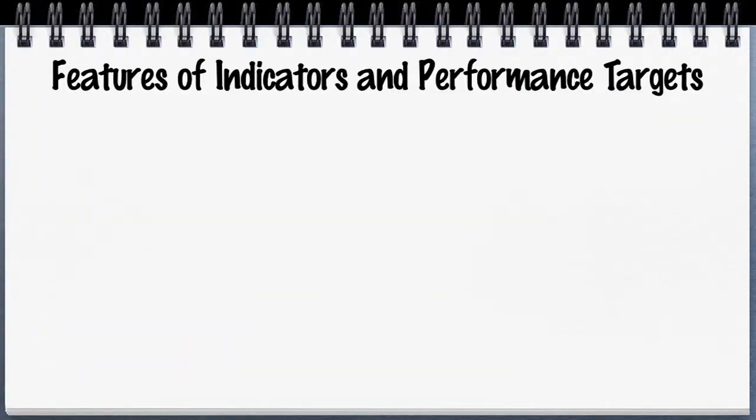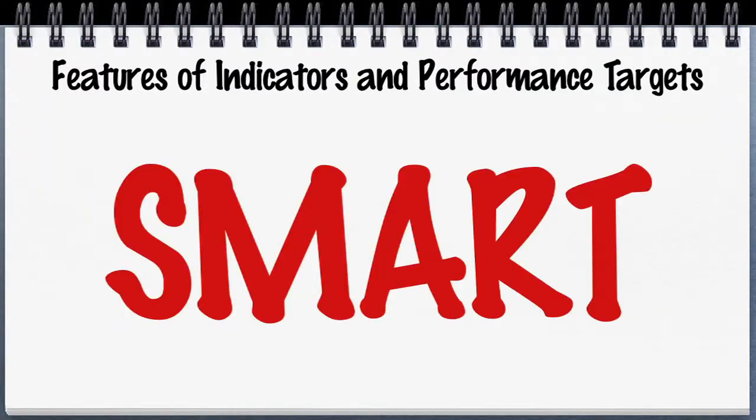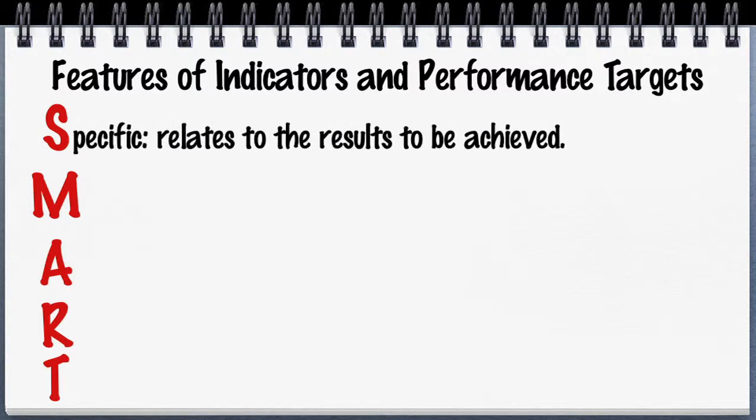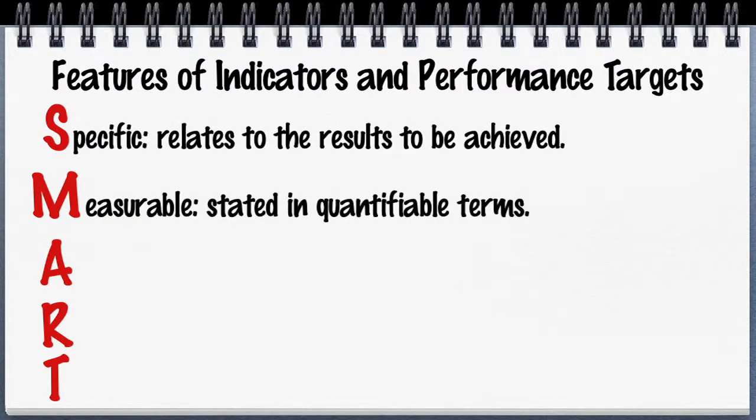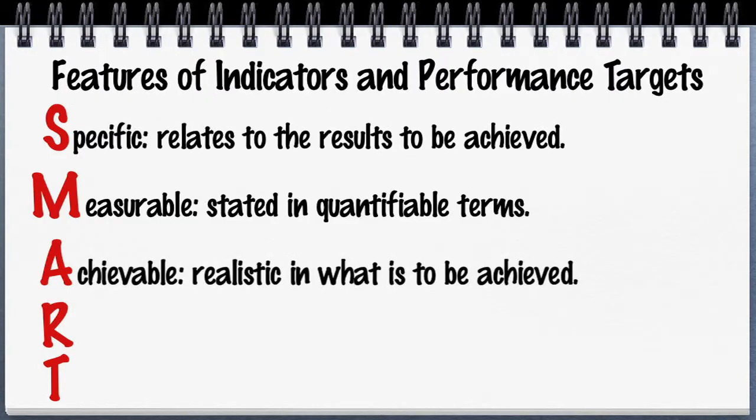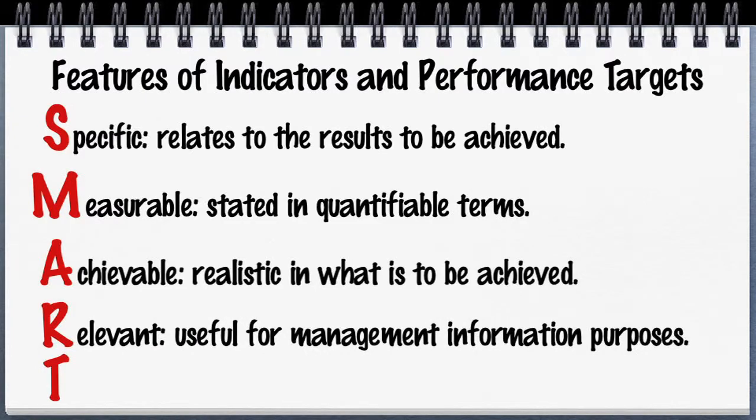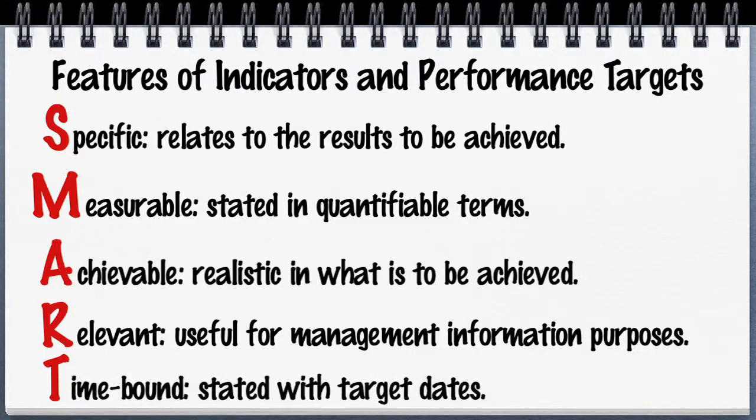Critical attributes of well-defined indicators. SMART. Specific: relate to the results the project seeks to achieve. Measurable: stated in quantifiable terms. Achievable: realistic in what is to be achieved. Relevant: useful for management information purposes. And time-bound: stated with target dates.